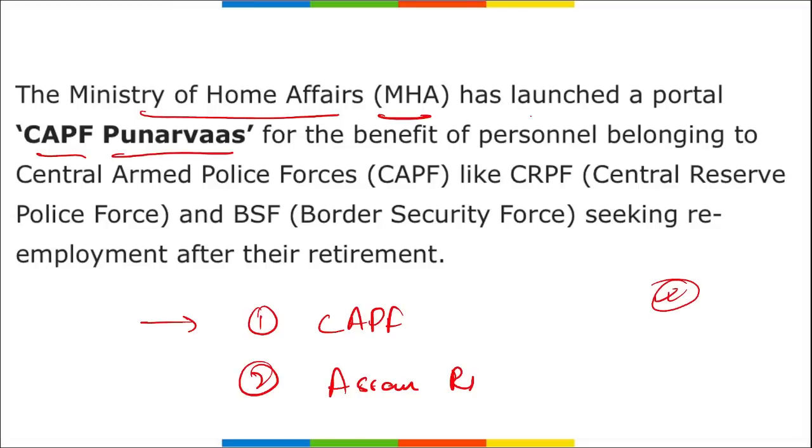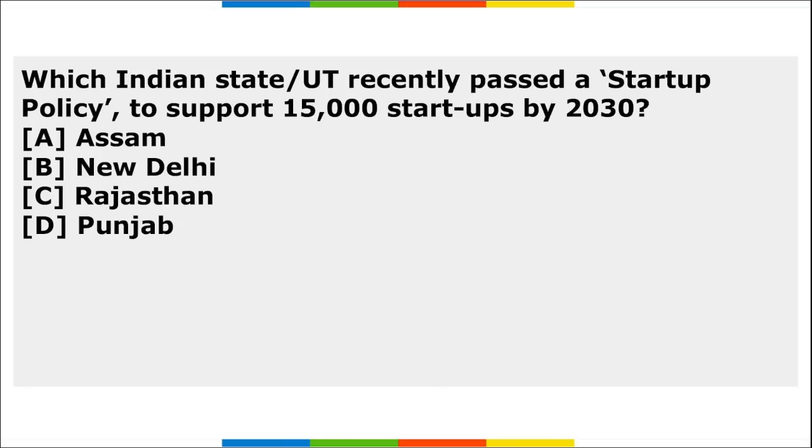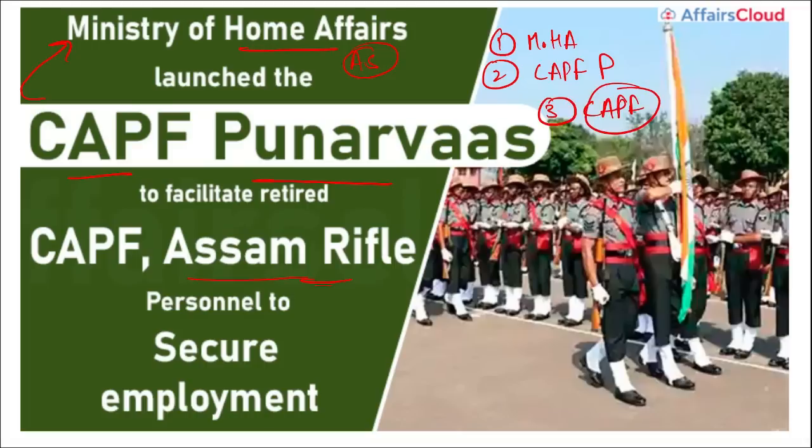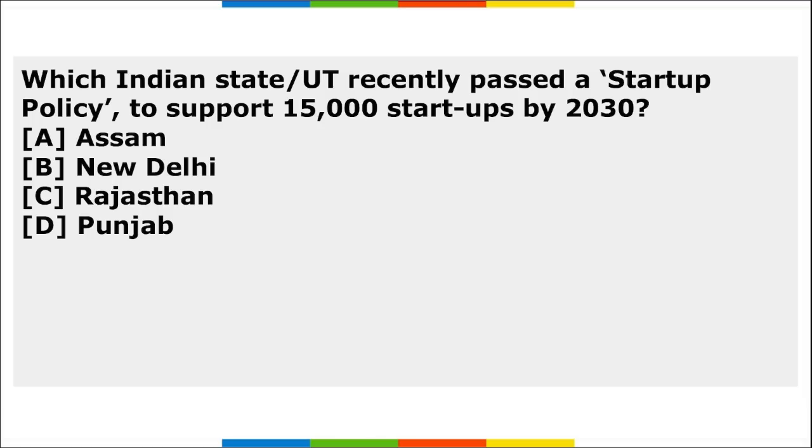The Ministry of Home Affairs has launched a portal, CAPF Purivas, for the benefit of personnel belonging to Central Armed Police Forces like CRPF and BSF seeking employment after their retirement. Then, if we revise this topic, who launched this CAPF Purivas? It was launched by the Ministry of Home Affairs. This will be targeting whom? CAPF and Assam Rifle personnel too. And what was the reason for this launch? It was to secure employment after retirement. So these are the 4 things that you need to remember from this topic.